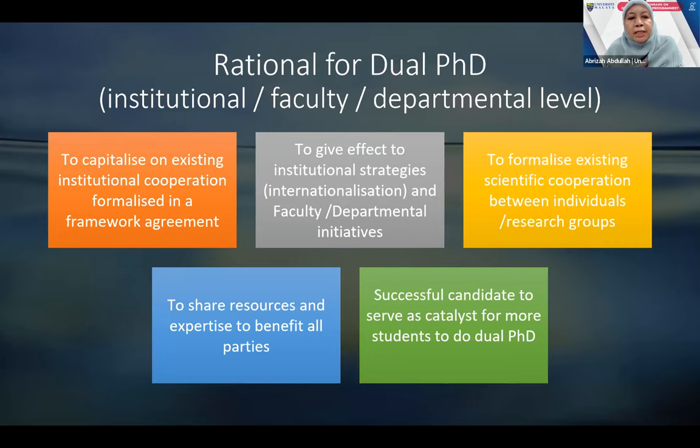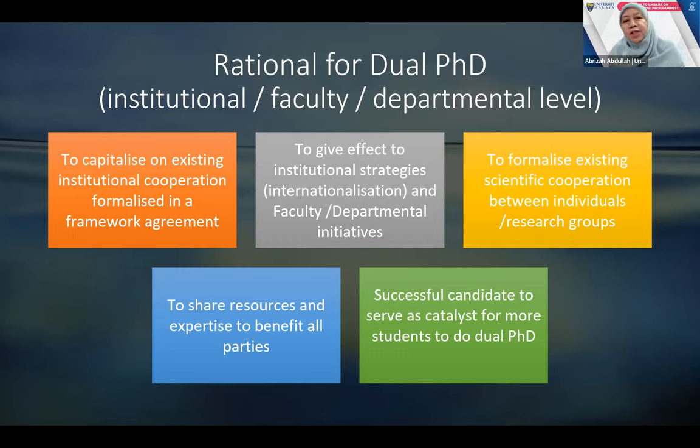In the end, the rationale is to share resources and expertise to benefit all parties. And finally, one of the rationales for dual PhD is for the successful candidate to serve as a catalyst for more students to do dual PhD. I'm not sure whether we have actually demonstrated this or not, but even the literature from South Africa has identified that they are able to increase the number of PhD students because dual PhD students can attract international students or more students to do dual PhD. So dual PhD attracts more students to a particular university. I'm not sure whether we have this data or not.